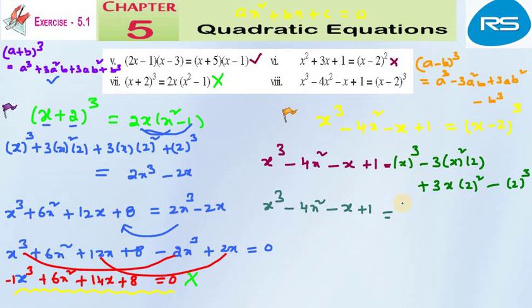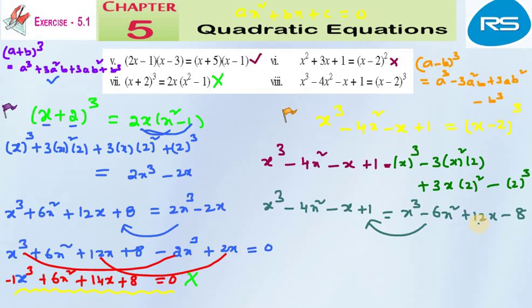Come to the RHS, x whole cube, that is x cube, and minus 6x square, since 2 square is 4, 4 times 3 is 12, so 12x, and 2 cube is 8. So this is the simplification. Be careful here. You have to simplify it.